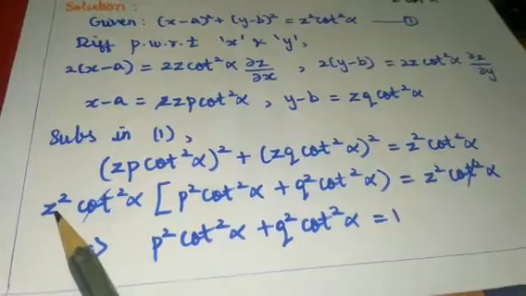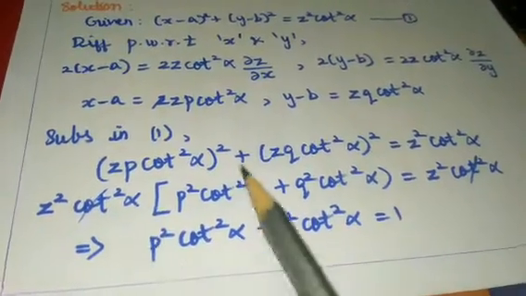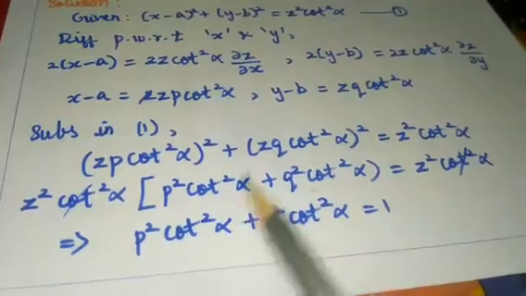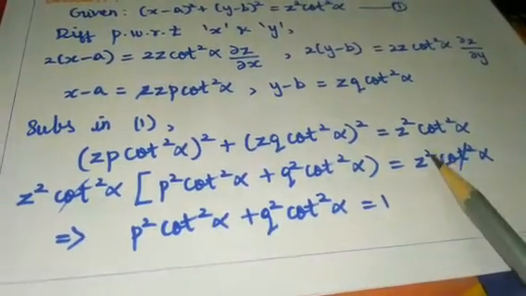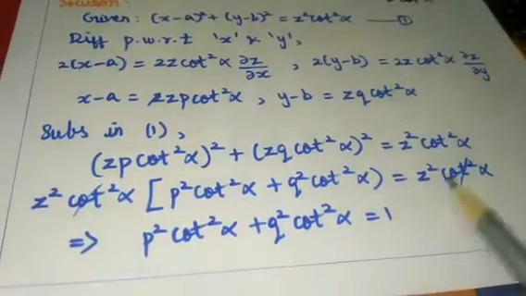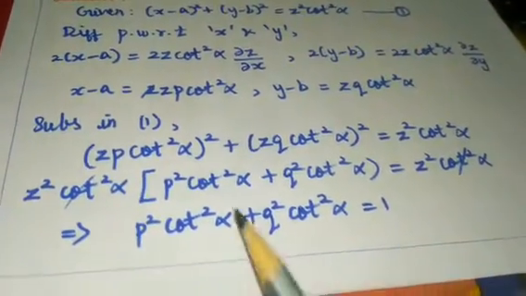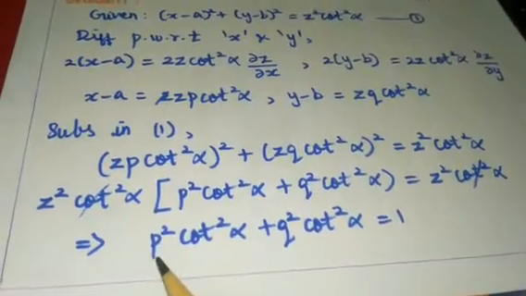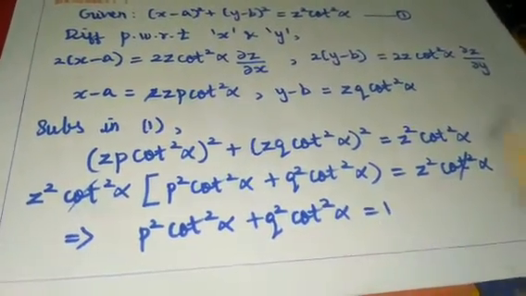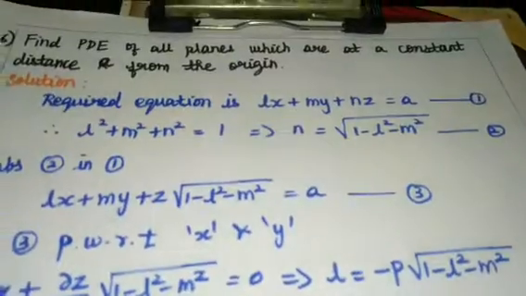Here the remaining term is p square into cot square alpha plus q square into cot square alpha is equal to z square cot square alpha. Cancel the z square cot square alpha on both sides. Therefore we get the PDE as p square into cot square alpha plus q square into cot square alpha is equal to 1. This is the required PDE.